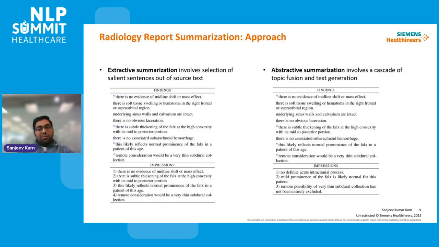Basically, there are two types of summarization: extractive summarization and abstractive summarization. In extractive summarization, as you can see in this figure, a model just selects some of the salient sentences in the findings and presents them as the impression. Basically, the sentences that are there in the findings are repeated in the impression, but only those that the model finds are salient.